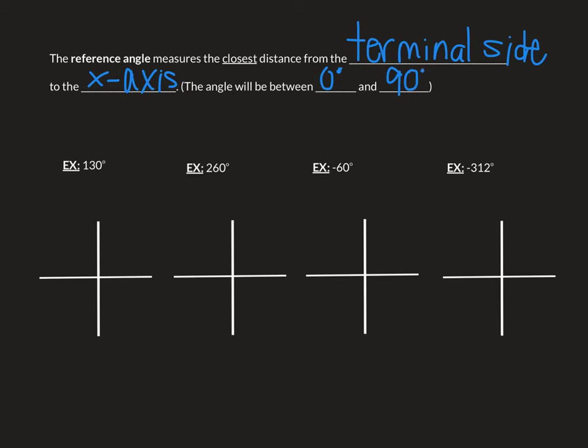We'll look at an example coming up. Okay, so I'm going to draw an angle of 130. So I'm going to start with the initial side on the positive x-axis.